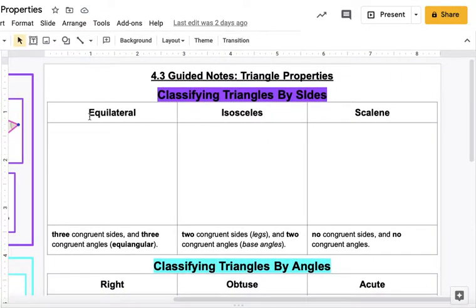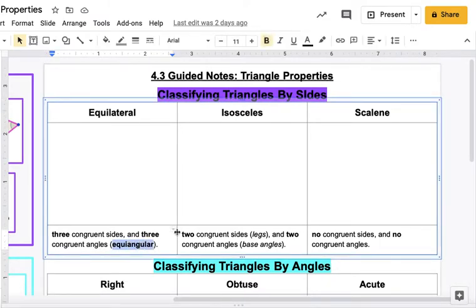So first, we're going to talk about classifying triangles by sides. An equilateral triangle has 3 congruent sides. All sides are congruent, and 3 congruent angles. All angles are congruent. So that also can be called equiangular. So equilateral means equal sides. Equiangular means equal angles.